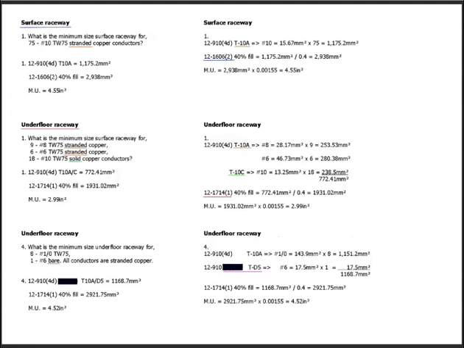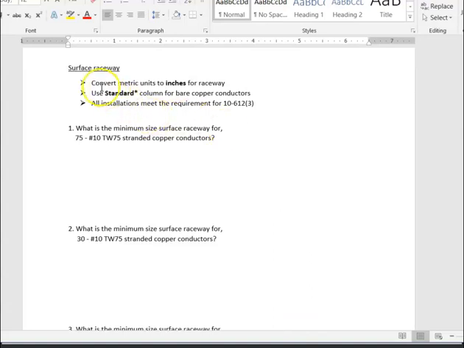Hello. So today we're going to be looking at surface raceways. It's basically a raceway fill calculation, similar to how we did conduit fill, just with a couple of little different ways of doing business. So here, when we look at the handout, it says convert metric units to inches for the raceways. Use the standard column for bare copper conductors.